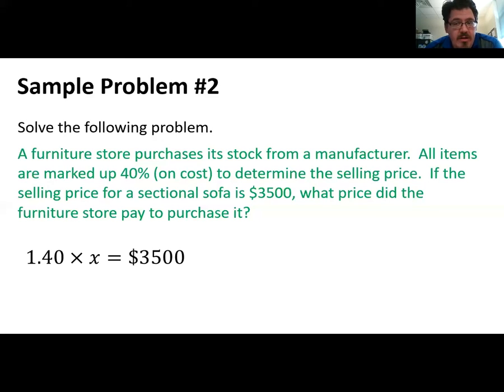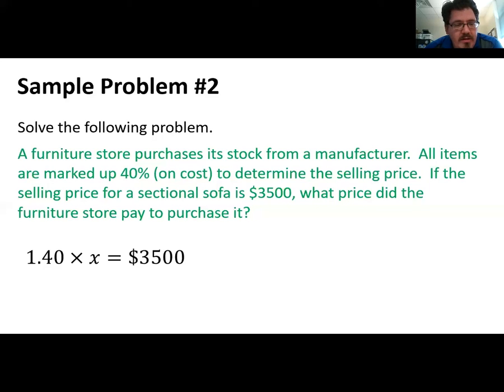whatever that increase is, that markup. So if we have 100% plus the 40% markup, that's 140%, or 1.40 when you translate it into a decimal. Now we're taking that percent times the original amount, and that's what we don't know, so that's why it's the variable x in this case. And then when all is said and done, we will end up getting the selling price, which is $3,500.